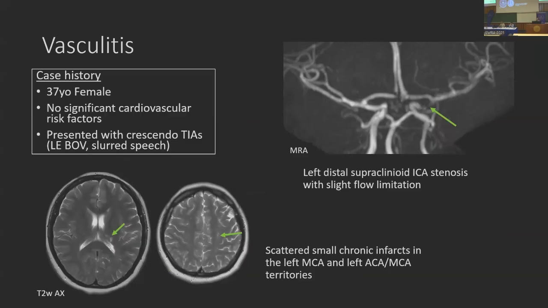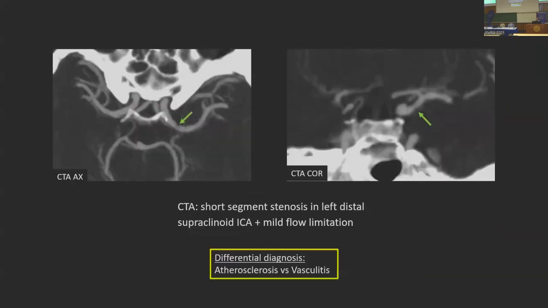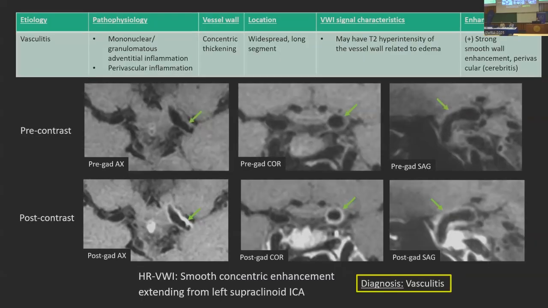This patient has a diagnosis of vasculitis. The initial MRA showed left ICA supraclinoid stenosis. CTA shows similar findings. We went on to do vessel wall imaging, where we can see concentric thickening due to inflammation with strong, smooth enhancement of the involved segment. So clearly, this is very, very helpful for this particular patient, and it's a diagnosis of vasculitis.